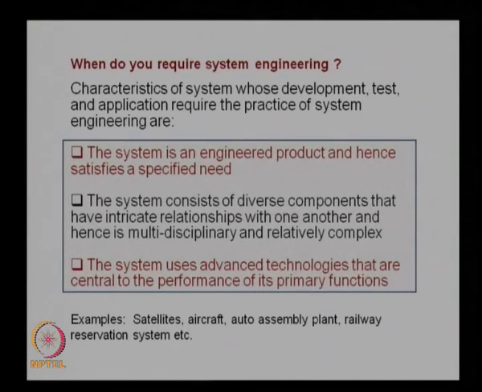So let us look at the criteria for deciding to apply the system engineering principle to a particular project. The characteristics of a system whose development, test and application require the practice of system engineering: the system is an engineered product and hence satisfies a specified need. That is one of the basic requirements. It is an engineered product and hence satisfies a specific need. Most systems satisfy this requirement. The system consists of diverse components that have intricate relationships with one another and hence is multidisciplinary and relatively complex.